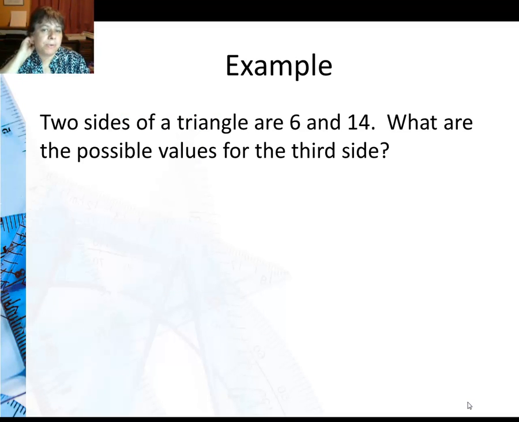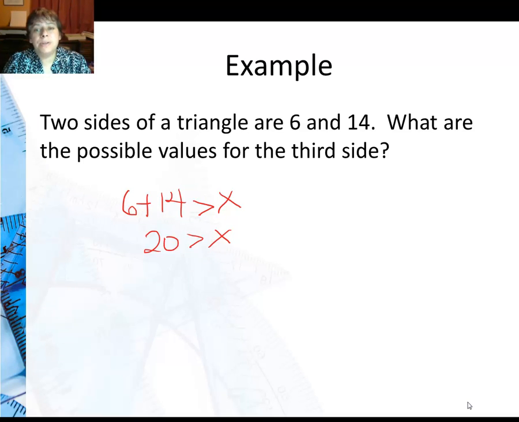Now, in this example, two sides of a triangle are 6 and 14 units long. What are the possible values for the third side? So initially, I'm going to assume that 6 and 14 are the two short sides. And so what is the biggest that the long side could be? Well, the biggest it could be is 20, because 6 plus 14 is greater than x. 20 is greater than x, so x can approach 20 but not equal 20.